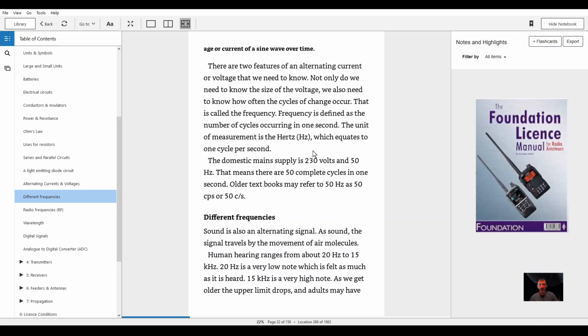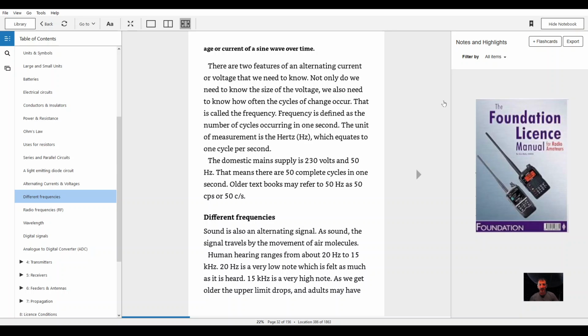There are two features of an alternating current or voltage that we need to know. Not only do we need to know the size of the voltage, we need to know how often the cycles of change occur. That is called the frequency. Frequency is defined as the number of cycles occurring in 1 second. The unit of measurement is the hertz, which equates to 1 cycle per second.